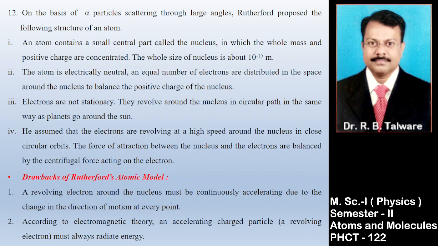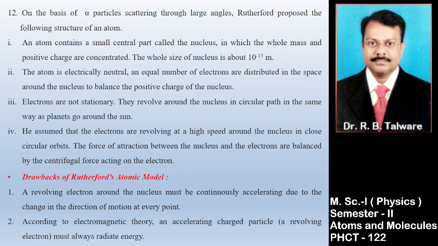In the last model, Thomson's model, the size of nucleus is 10 to the power minus 10 meter. In this model, Rutherford predicted the size of nucleus is about 10 to the power minus 15 meter. Means 10 to the power minus 10 is the size of the atom, and 10 to the power minus 15 is the size of the nucleus.